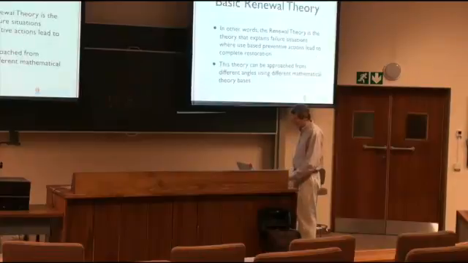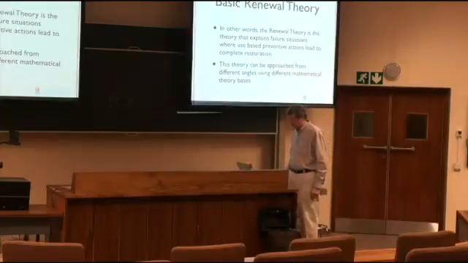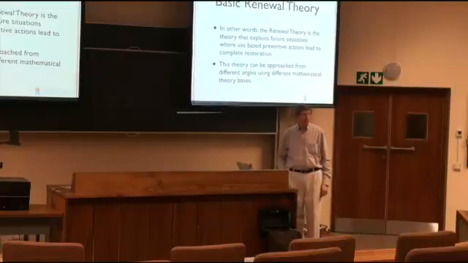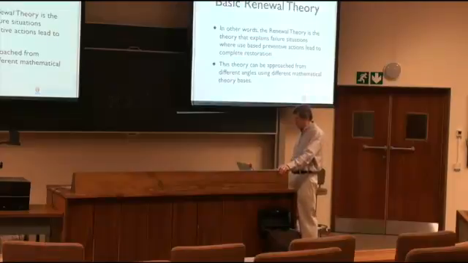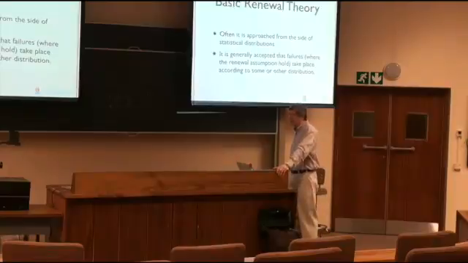In other words, the renewal theory is the theory that explains failure situations where use-based preventive actions lead to complete restoration. This theory can be approached from different angles using different mathematical theory bases. Often it's approached from the side of statistical distributions. You must stop me if you in any way start missing me or losing me. It's generally accepted that failures where the renewal assumption takes place according to some other distribution.